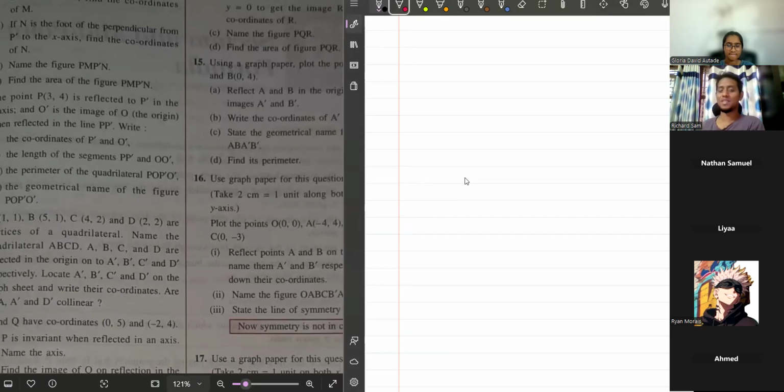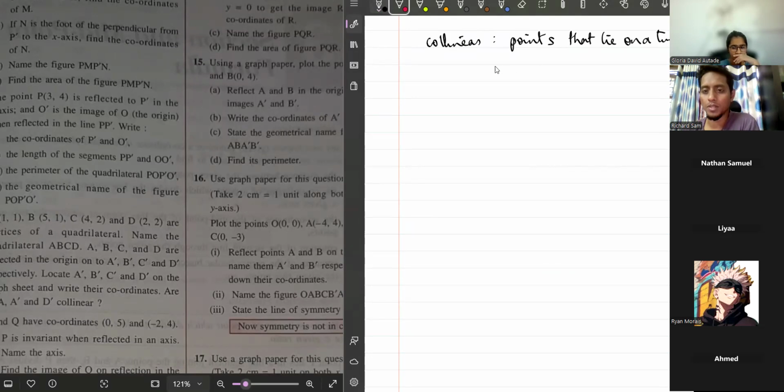They lie on the same line. Yeah, collinear means points that lie on a line. For example, see these three points? They're collinear because they are all on one line. The second word is invariant. Invariant means a point which after reflection also does not change. It's the same point even after reflection.